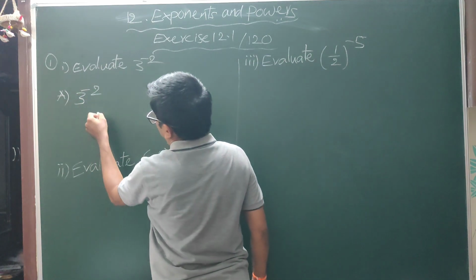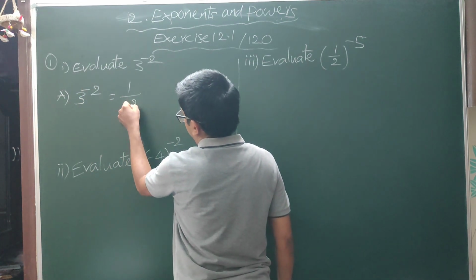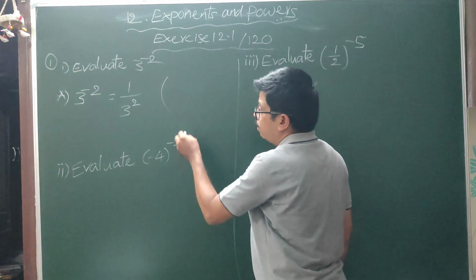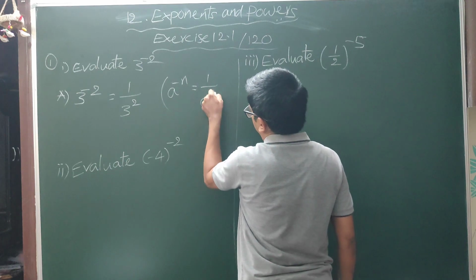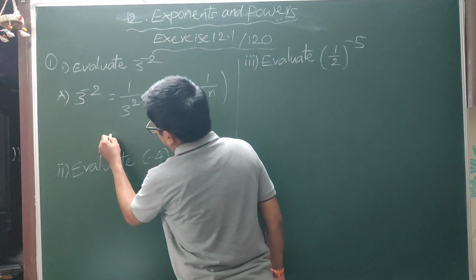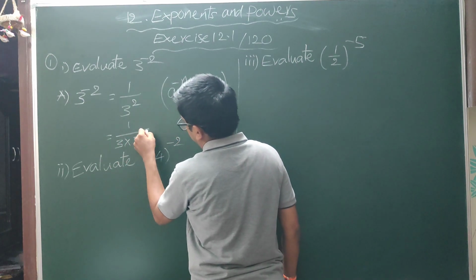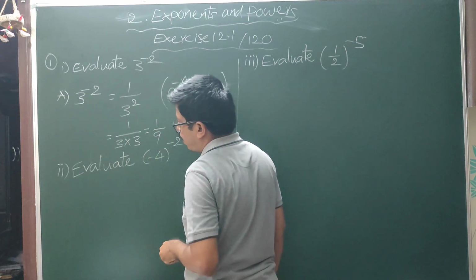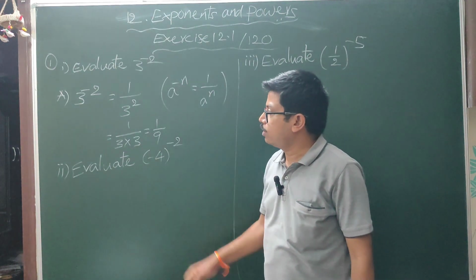3 power minus 2, you can write it as 1 by 3 square. It is from the formula a power minus n equal to 1 by a power n. This is equal to 1 by 3 into 3, which is equal to 1 by 9. 3 square means 3 into 3.